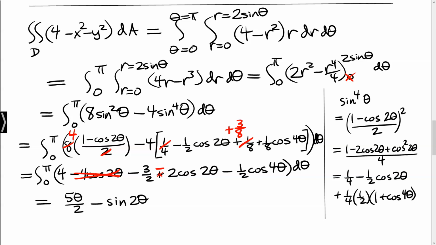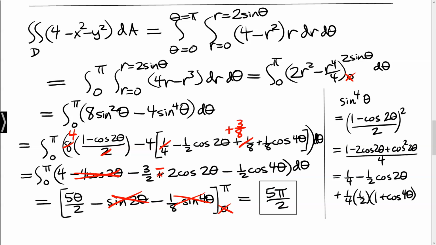And then the cosine 4 theta is going to be sine 4 theta over 4. So minus 1/8 sine 4 theta. And this is all between 0 and pi. Now, at 0, these are all going to evaluate to 0, so we can cross that out. However, at pi, sine of 2 pi and sine of 4 pi, since those are integer multiples of pi, are also 0. So this just works out to evaluating 5 theta over 2 at pi. So this is 5 pi over 2. So the volume of this solid region is 5 pi over 2.